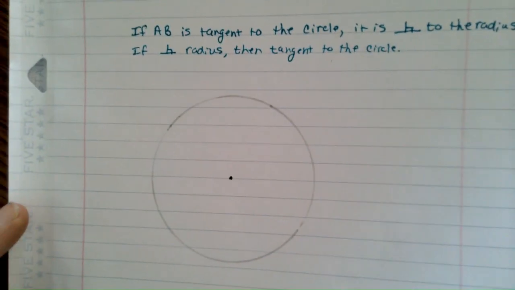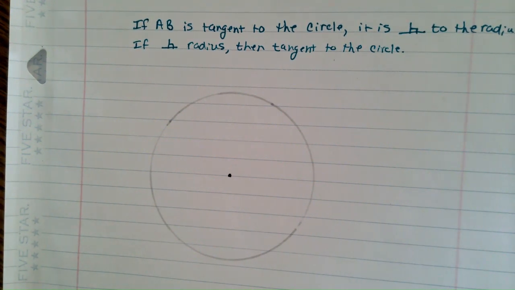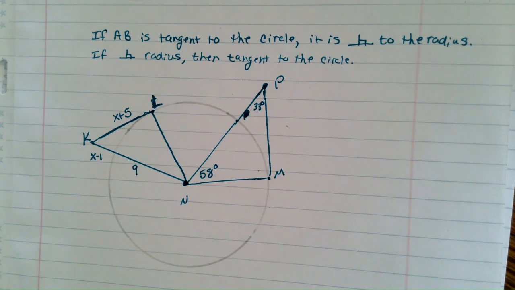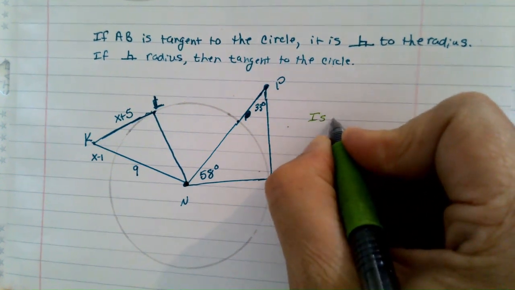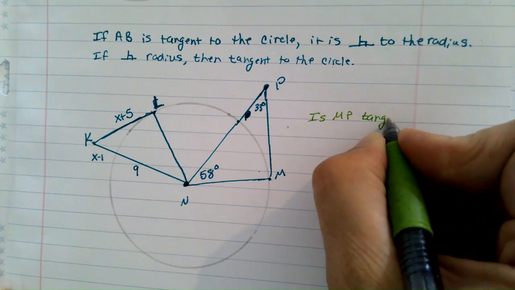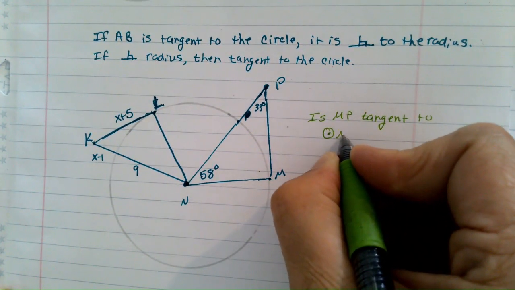So I just have another circle drawn here. Okay. And we are going to draw a quick image. Okay, so we have a picture drawn here. And we're going to ask a couple questions. So first question is, is MP tangent to circle N?